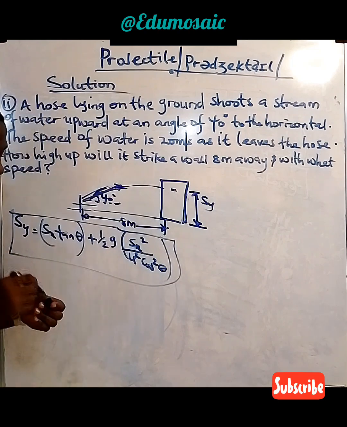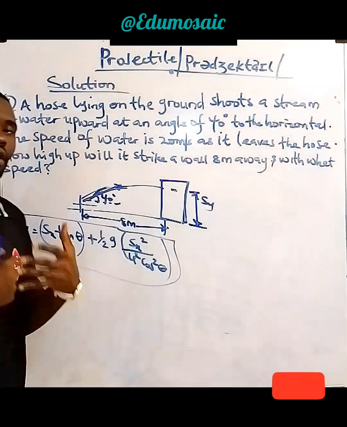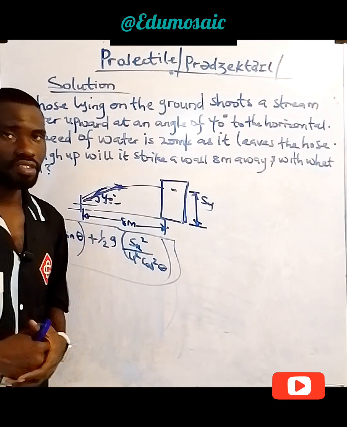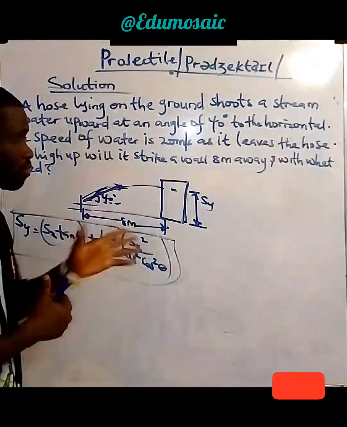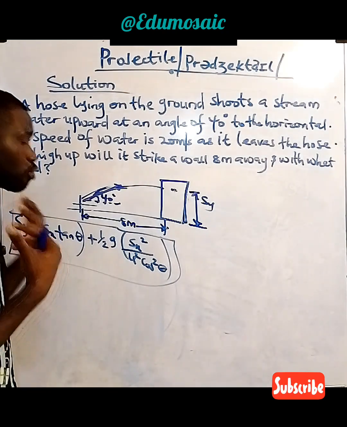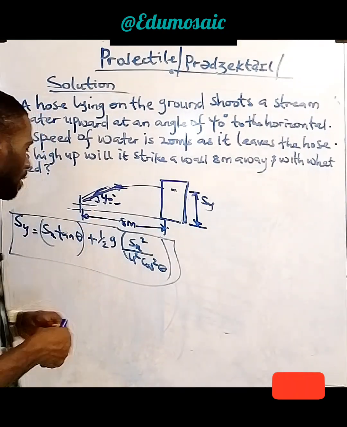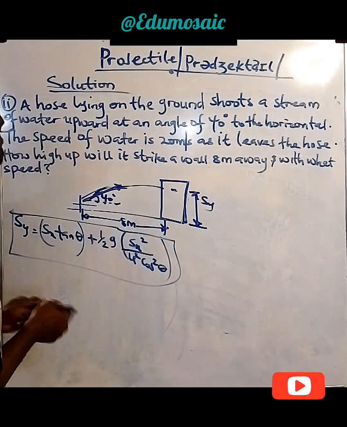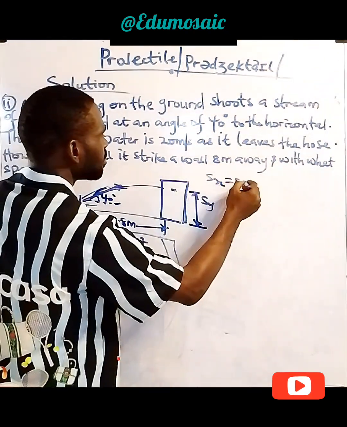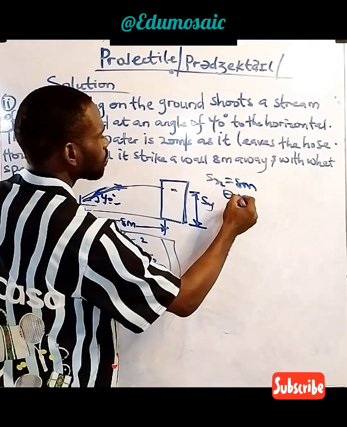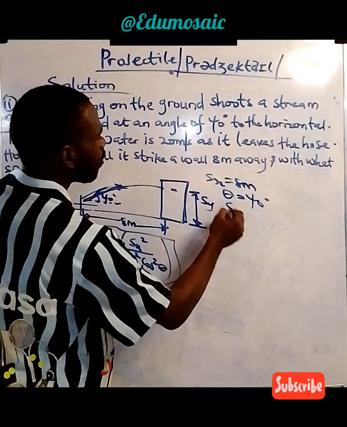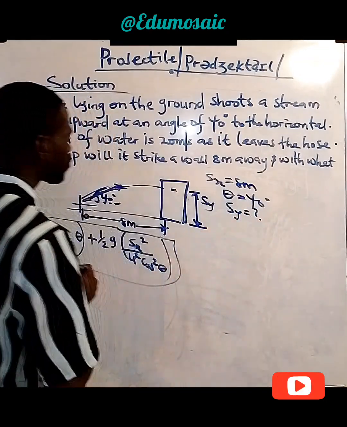Don't forget that this formula is applicable when we talk about distance both along the x-axis and y-axis simultaneously. We're not talking about range. We're not talking about maximum height. We're talking about two distances at the same time. So first of all, the distance along the x-axis, I beg your pardon, is already given. It's 8 meters. We have the angle theta, 40 degrees. We're asked to get how high up, the distance along the y-axis. That's what we're asked to get.